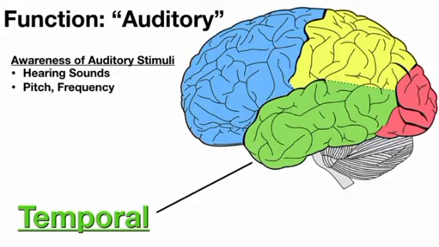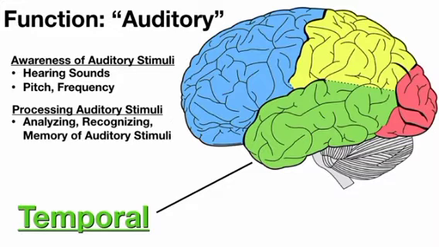The temporal lobe helps to make us consciously aware of auditory stimuli. This is the actual hearing of different pitches and frequencies of sounds. It also helps us process and analyze these auditory stimuli so we can understand what it is we're hearing. Again, there's specific cortical areas within the temporal lobe that correlate with these functions, so let's talk about those.